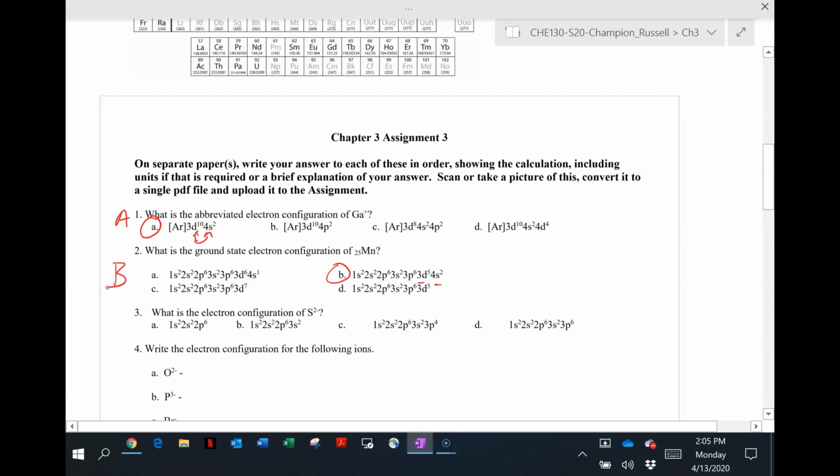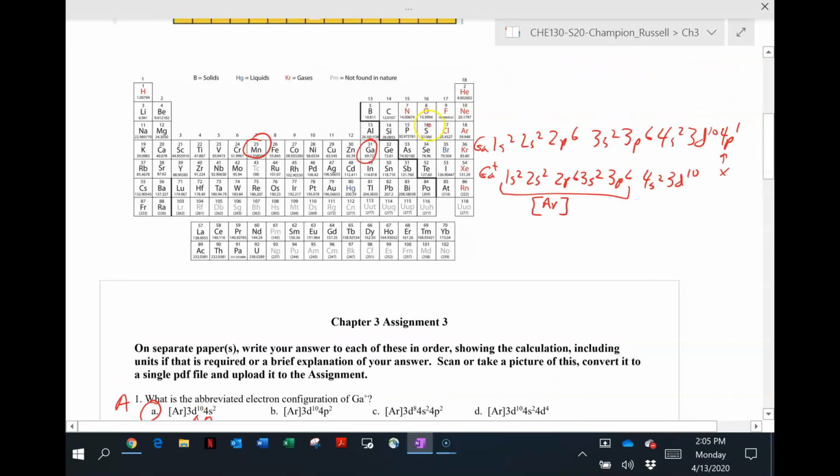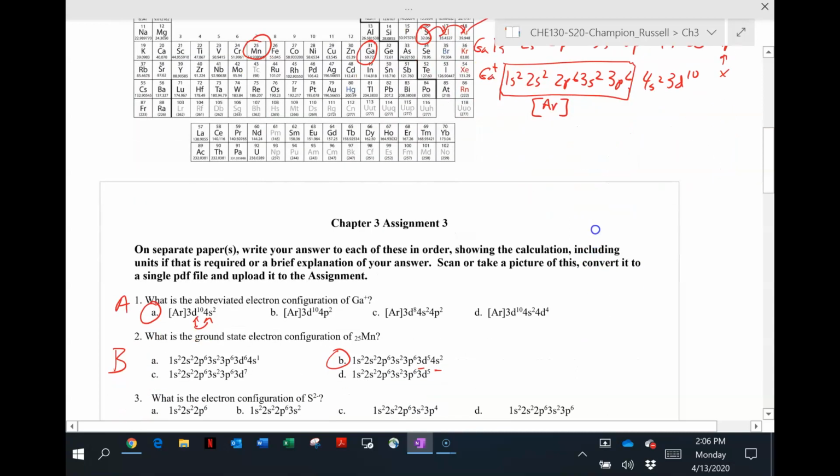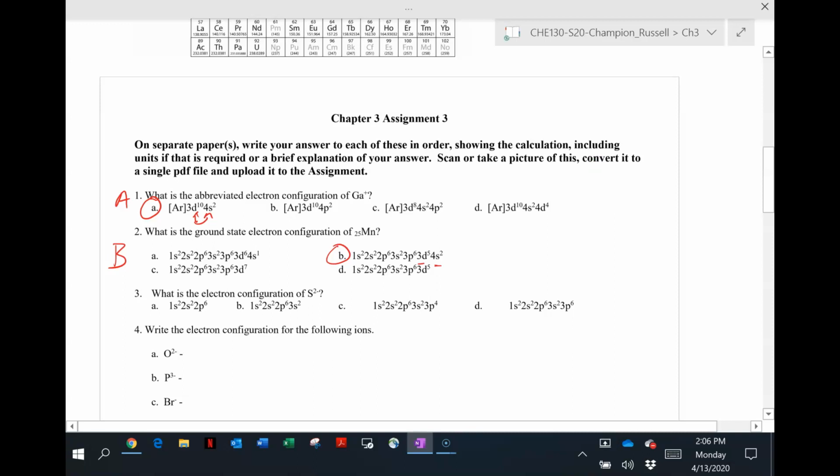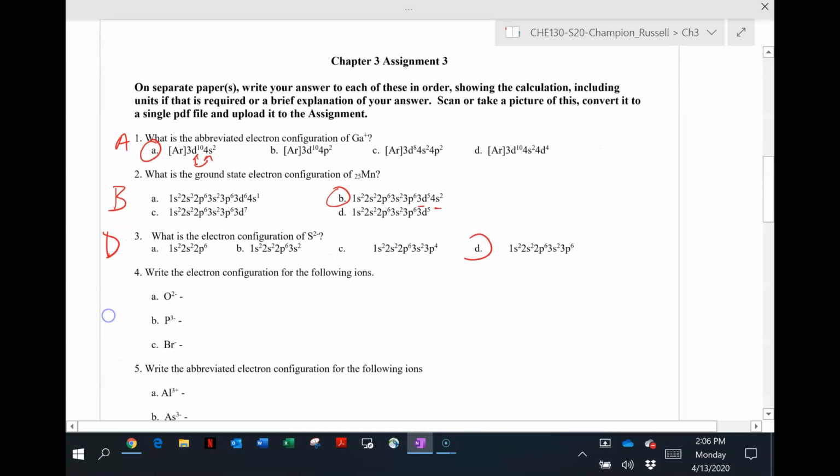Electron configuration of S2 minus: we're going to take sulfur and add 2 electrons to that, so S2 minus is going to be isoelectronic with argon. We already said argon's structure is this one right here, 1s2, 2s2, 2p6, 3s2, 3p6. So I'm looking for that one here, and that's D for that one. Remember, whenever you've got a negative charge, you're adding electrons. If you have a positive charge, you're removing electrons.